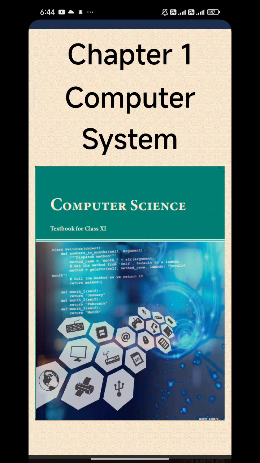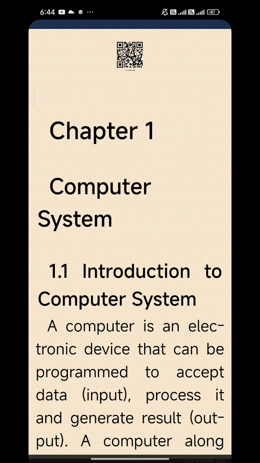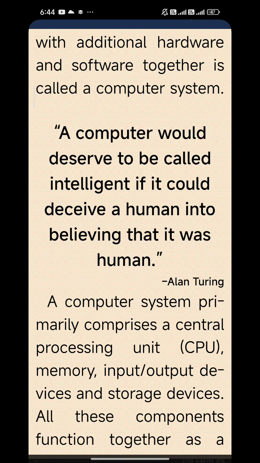Chapter 1: Computer System. Computer Science, Class 11. 1.1 Introduction to Computer System. A computer is an electronic device that can be programmed to accept data input, process it, and generate result output. A computer along with additional hardware and software together is called a computer system.